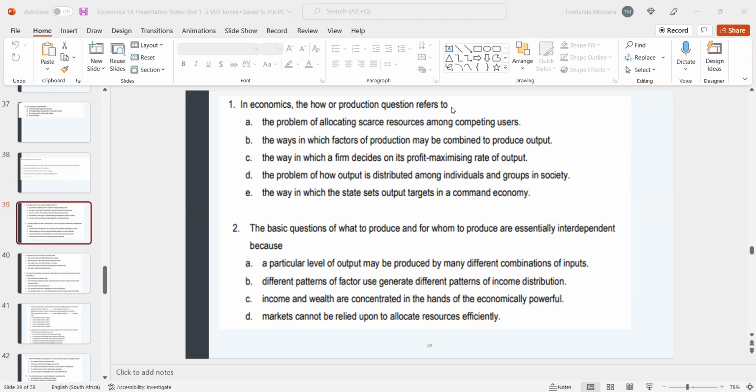Let's go with A, although I'm also inclined to see why B can also be correct. But let's go with A. I think A would be a better option for us on this one.